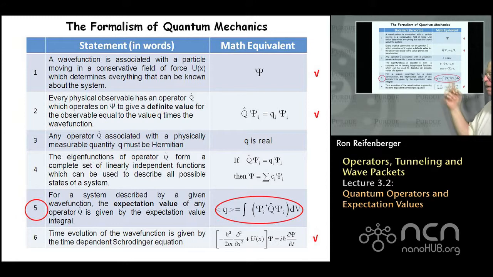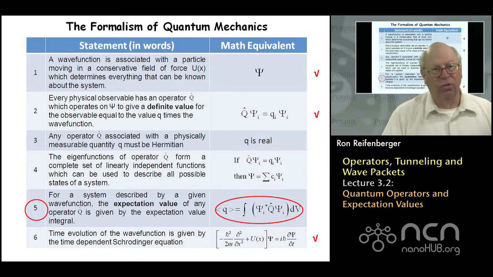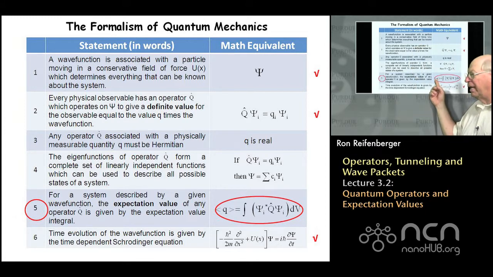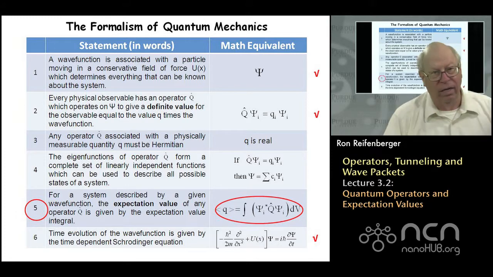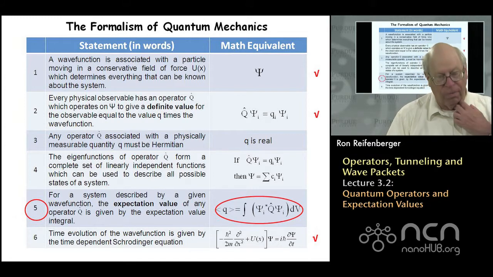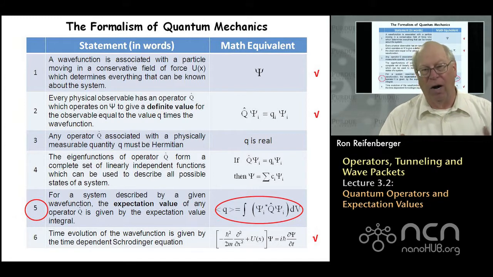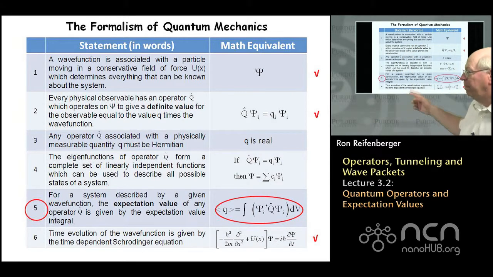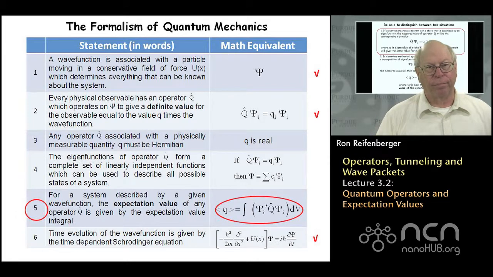And this mathematical structure is used all the time in quantum mechanics to obtain expectation values, which are basically the things that we measure in the lab when we measure small quantum systems. So the rest of the lecture is basically devoted to trying to understand this statement number 5.